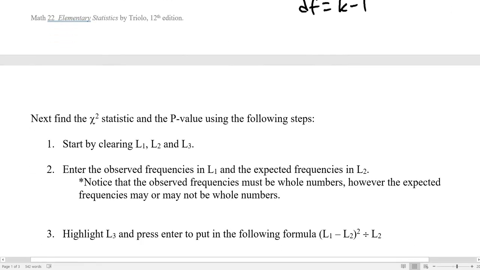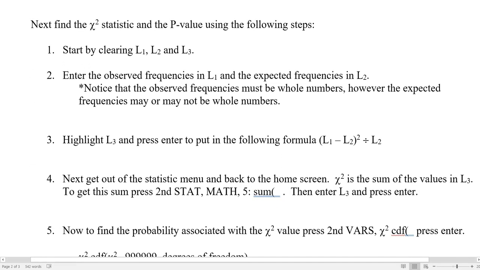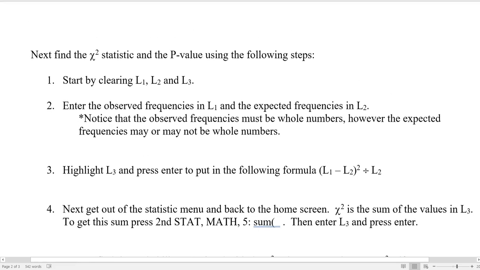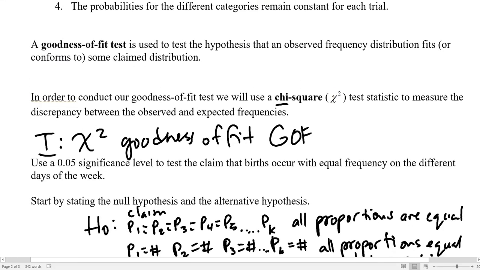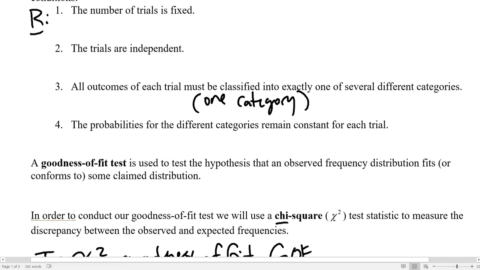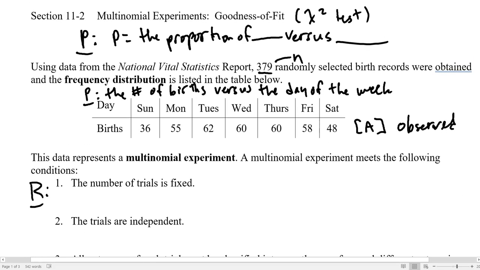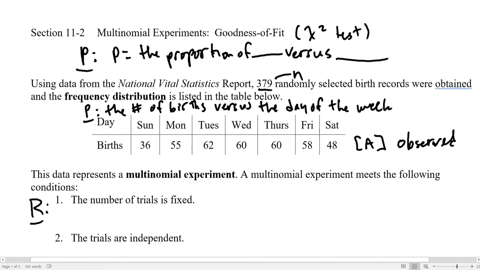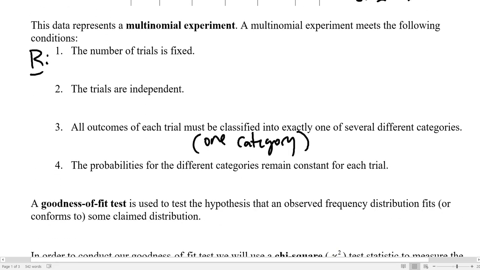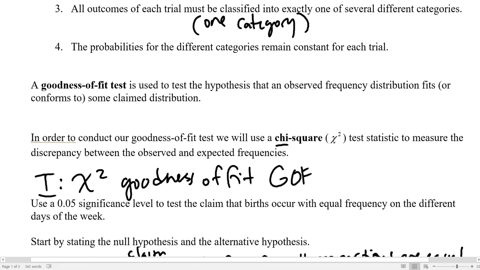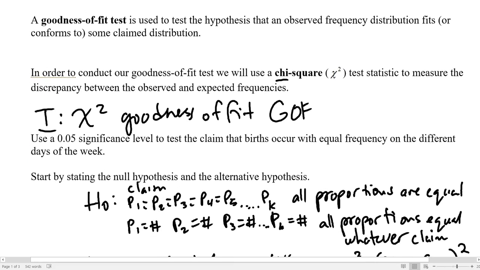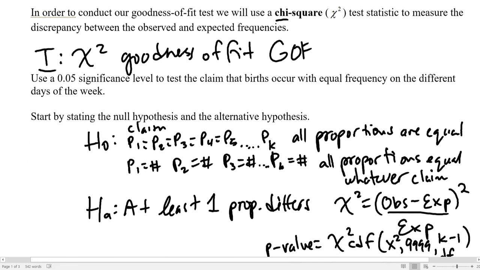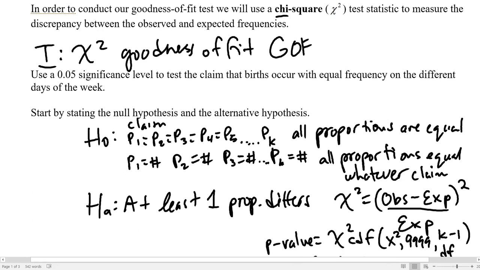Let's find the chi-squared. I've already, like I said, typed the list 1 in. Let me figure out what the claim was in this example. I don't want to go too far. I don't think they said. So I'm going to say that the births occur with equal frequency.